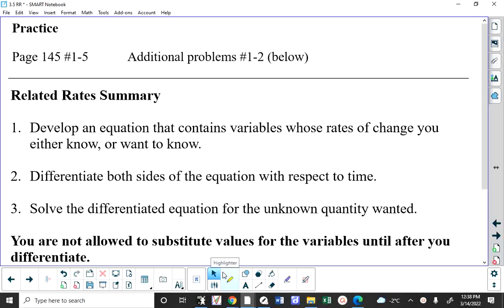All right, so with related rates, I'm going to go through a kind of a summary here of related rates, and then I will do a specific example or two to kind of remind us of what it was we were working on.